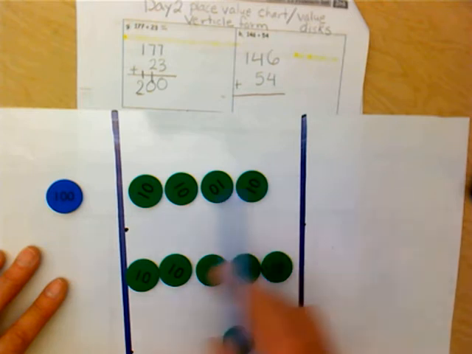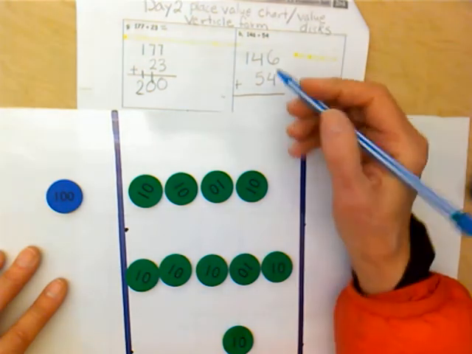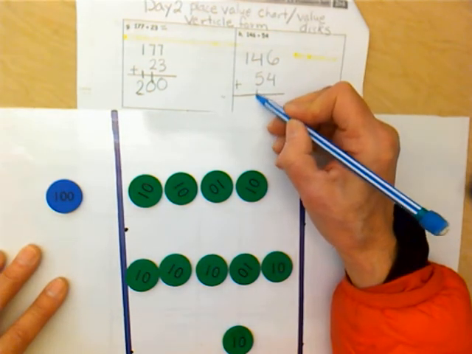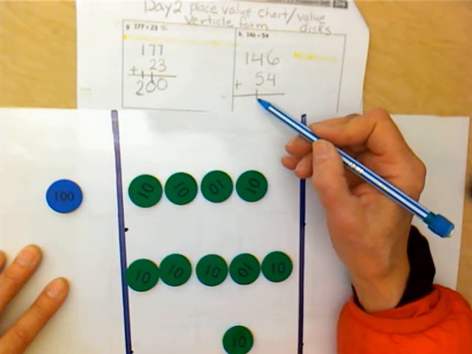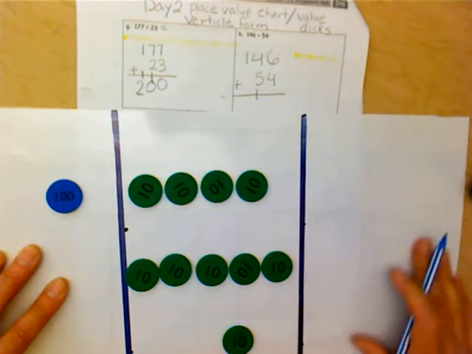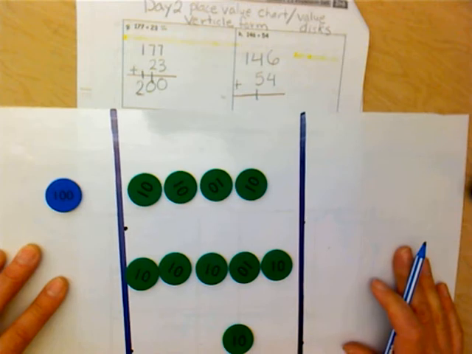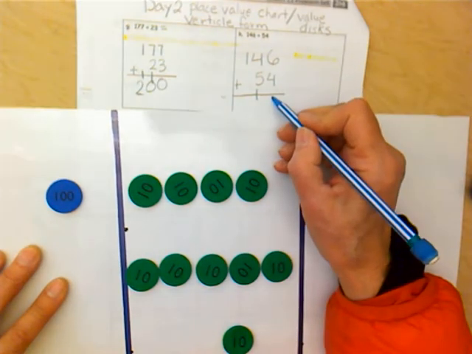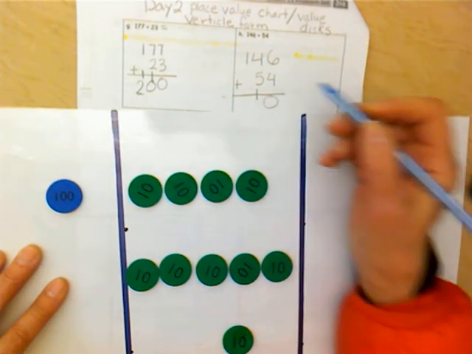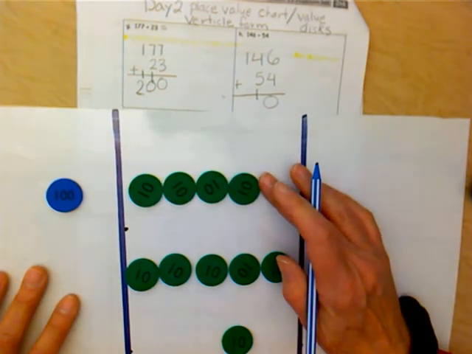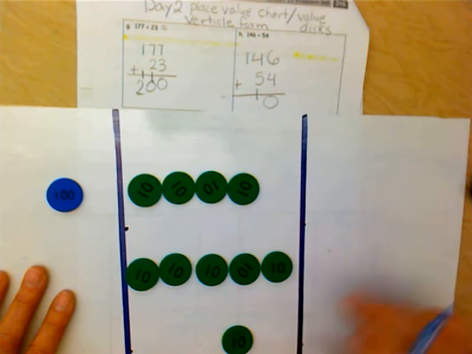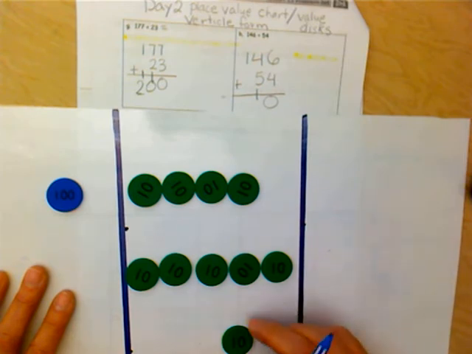So whatever I do on my place value chart, I also have to do on my vertical form. So here's my 10 down below here. And how many ones did I have left over after I composed a 10? Well, if you said 0, you are exactly correct. So now I'm going to see if I can compose 100 with the 10s that I have here.